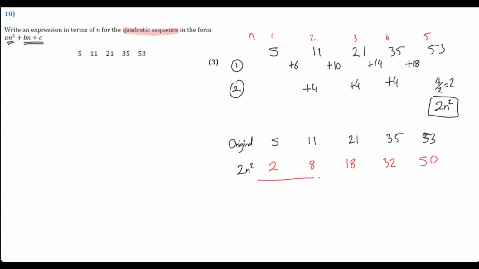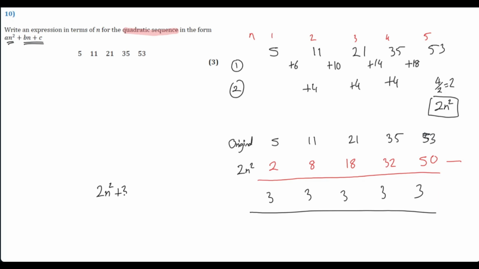Then what we could do here is you take away, and this will give you your arithmetic sequence. But notice how it's just 3. If the sequence is just the same number, then it's just 3. So our final answer is 2n squared plus 3.